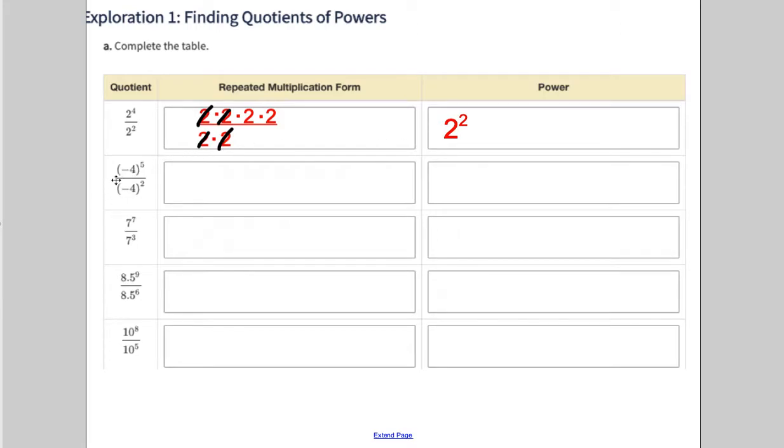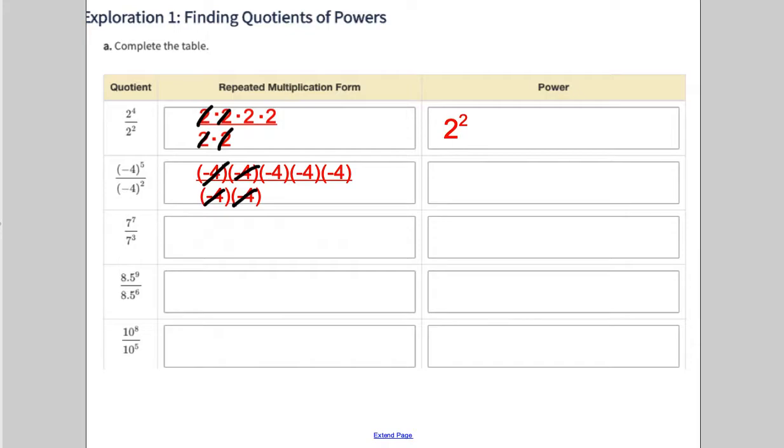Let's look at the next problem. -4 raised to the 5th power divided by -4 raised to the second power. Again, rewriting it in repeated multiplication, I have 5 -4's over 2 -4's. And again, I can use that cancellation. -4 divided by -4 is 1, so I cross those out. -4 divided by -4 is 1. I can cross those out.